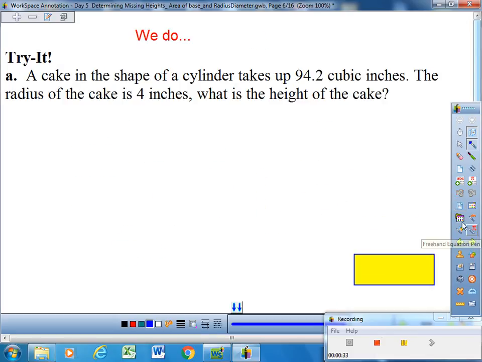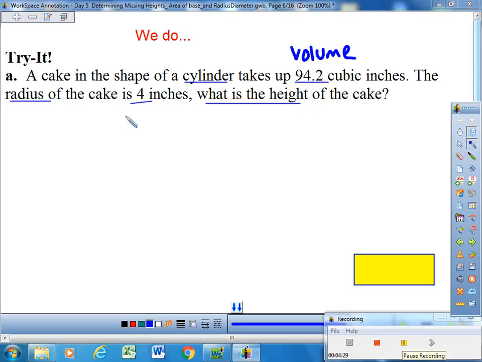Okay, let's do another one. Okay, so we're going to do another one together. A cake in the shape of a cylinder takes up 94.2 cubic inches. The radius of the cake is 4 inches. What is the height of the cake? So I want you to write down cylinder, and it takes up 94.2. That's your volume. The radius is 4 inches, and they're asking what is the height. So make sure you have that written down.